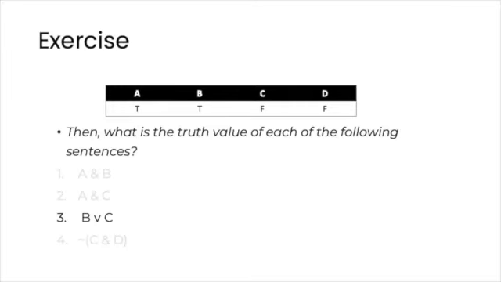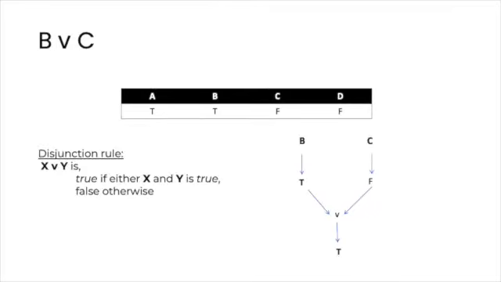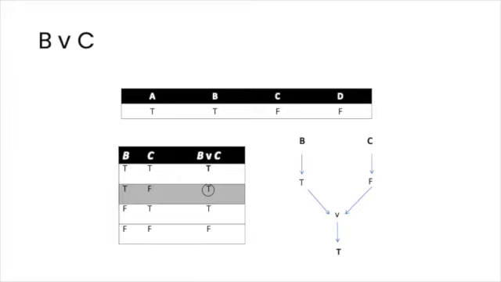Now to 3, which is B v C. B is true and C is false. The sentence is a disjunction, and the valuation rule for the disjunction tells us that it is true whenever at least one of the disjuncts is true. And in fact, one of the disjuncts is true, namely B. So B v C is true, and again, you can visualize it with the truth table.